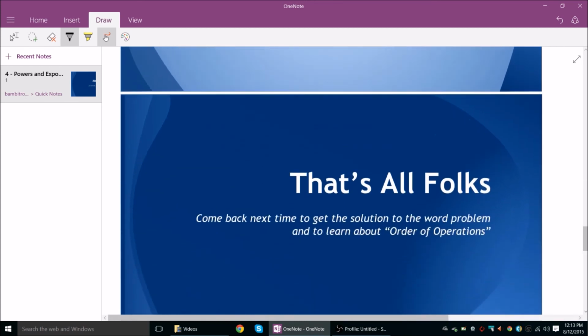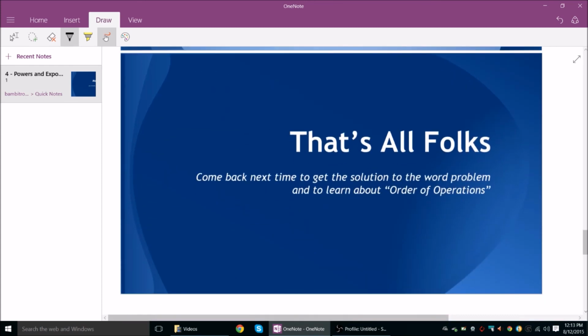That's all I got for you today. A little shorter lesson. It was unfortunate it took me so long to get all the technology working. But next time we will hit up the order of operations. So we'll be doing review of the addition, subtraction, multiplication, division, and now the powers and exponents. And of course also give you the solution to that road sign word problem.